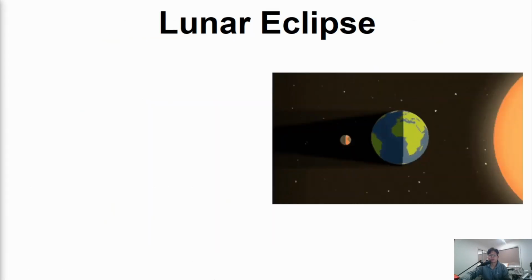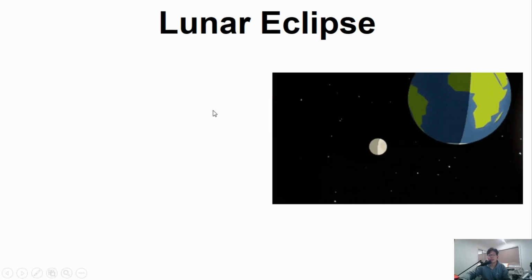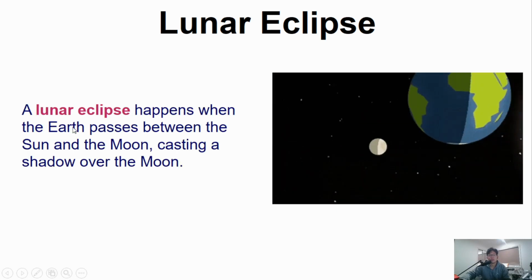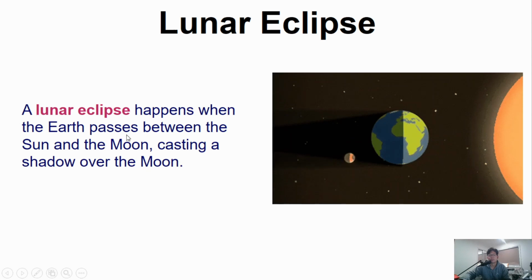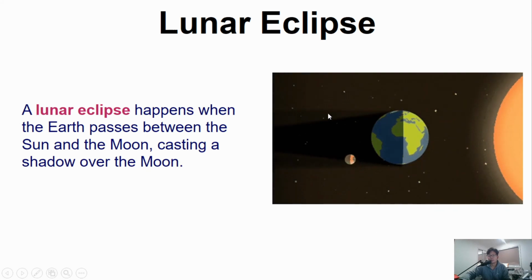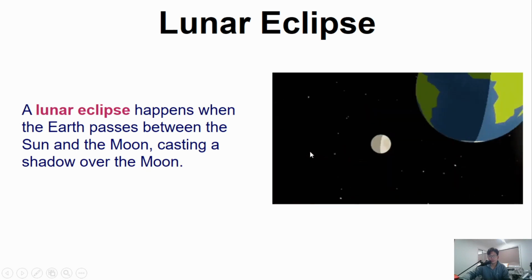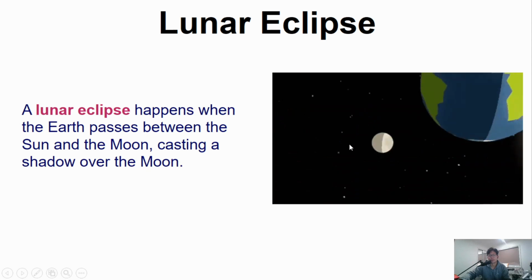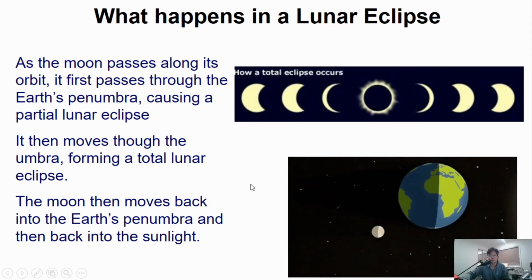Alright, so let's move on to our second type of eclipse, and this is known as the lunar eclipse. The solar eclipse was when the sun got darker, and the lunar eclipse is when the moon gets darker. A lunar eclipse happens when the earth passes between the sun and the moon, as you can see once again in this picture or gif here, and this casts a shadow over the moon, so the moon will get darker in this case.